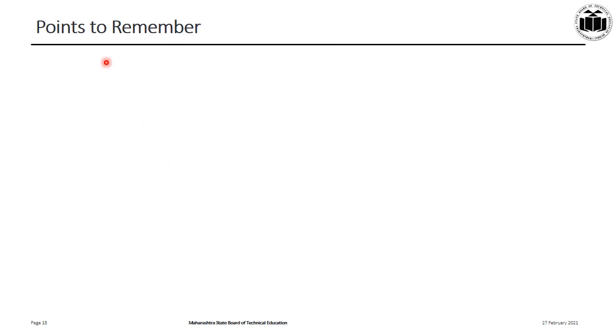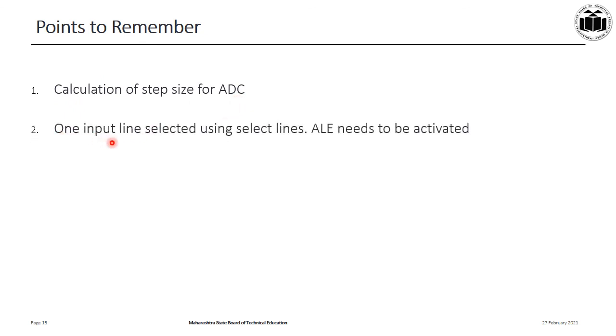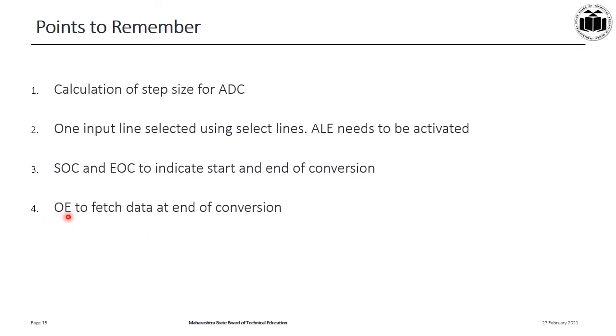Points to remember from our discussion: calculation of step size for ADC. One input line is selected using select lines ABC. ALE needs to be activated. SOC and EOC to indicate start of conversion and end of conversion of digital data. Output enable to fetch the data from the chip to microcontroller after end of conversion.